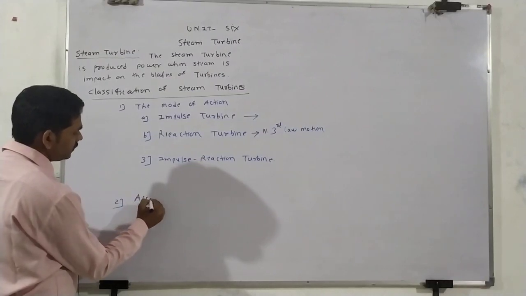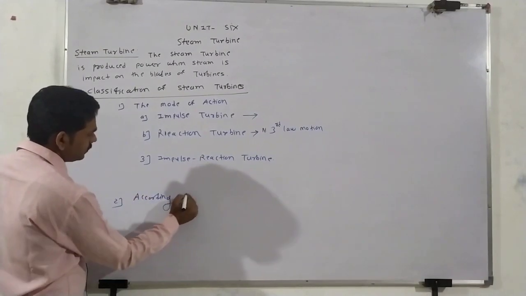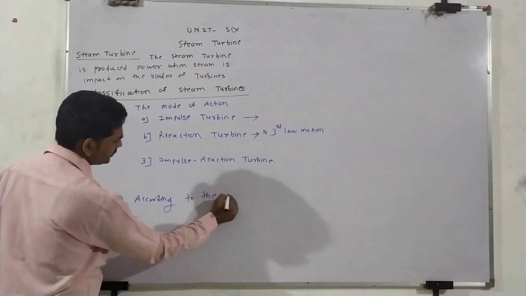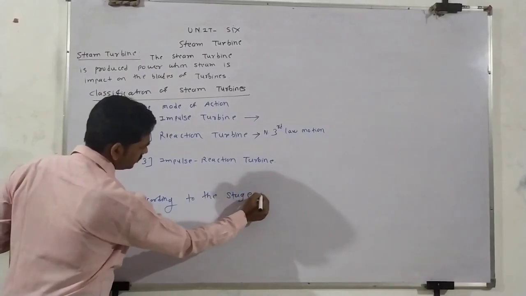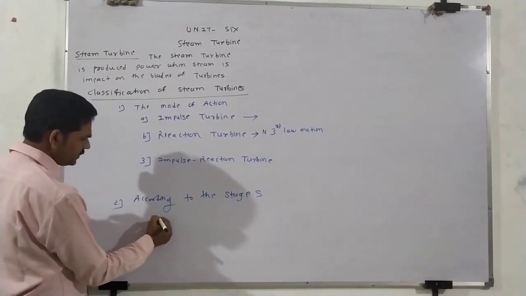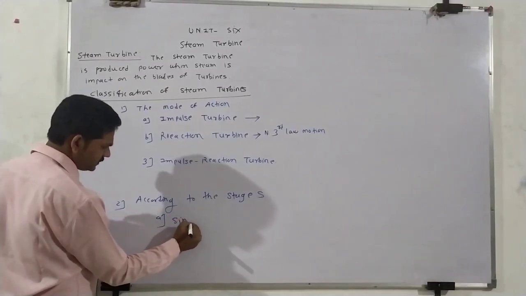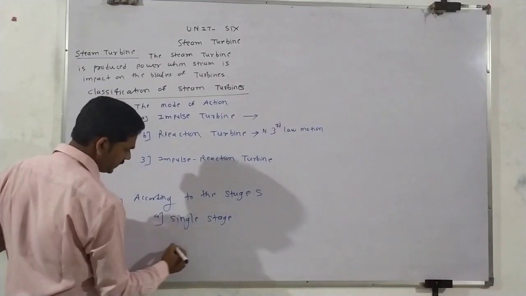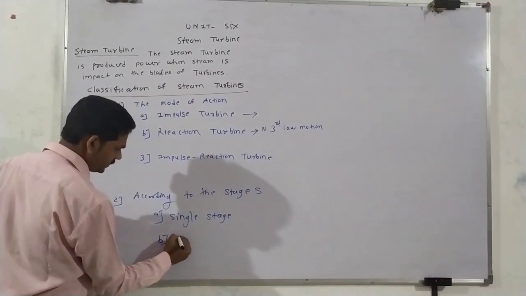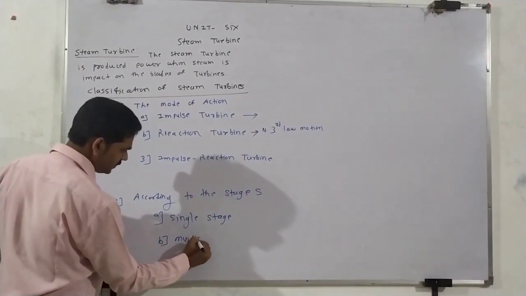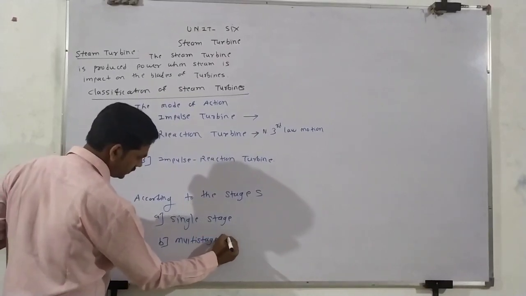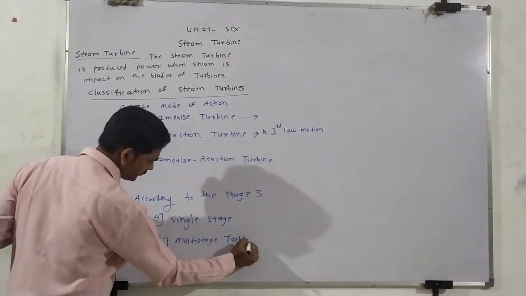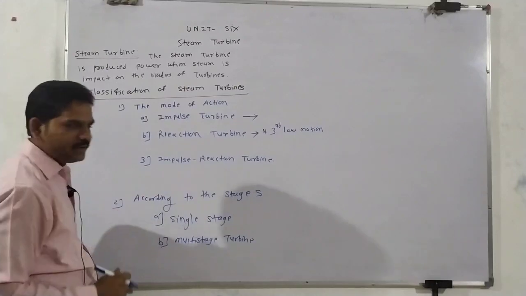Now the second classification is according to the stages. So here we have single stage turbines, then multi-stage turbines. Very easy, right? Single stage, multi-stage.